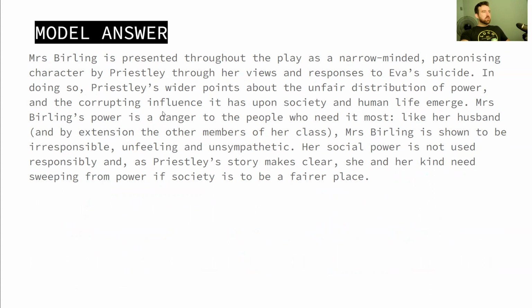Mrs. Birling is presented throughout the play as a narrow-minded, patronizing character by Priestley through her views and responses to Eva's suicide. Brilliant point. In doing so, Priestley's wider points about the unfair distribution of power and the corrupting influence it has upon society and human life emerge. Mrs. Birling's power is a danger to the people who need it most, like her husband and by extension, the other members of her class. Mrs. Birling is shown to be irresponsible, unfeeling, and unsympathetic. Her social power is not used responsibly, and as Priestley's story makes clear, she and her kind need sweeping from power if society is to be a fair place.